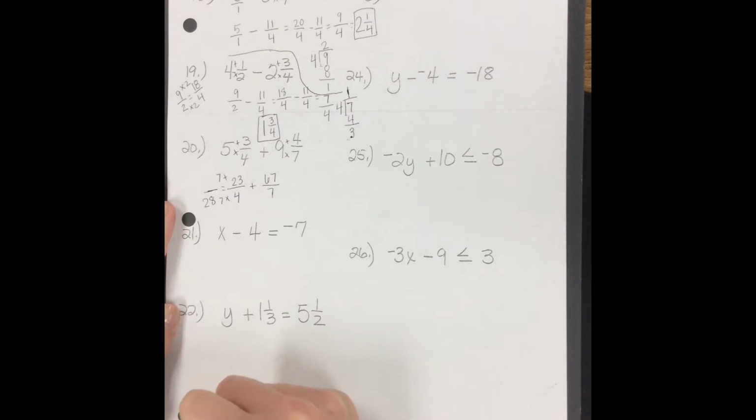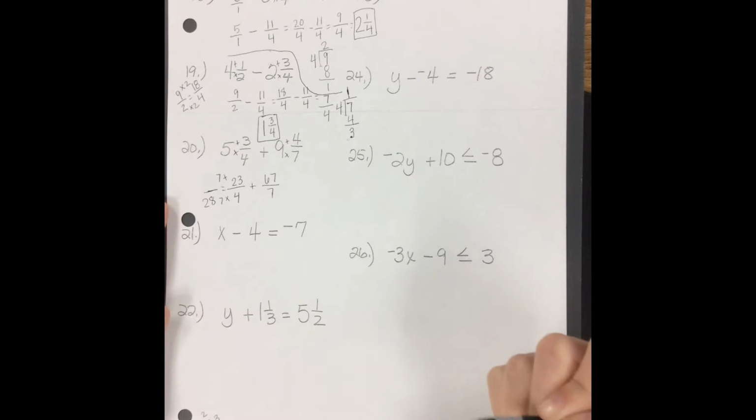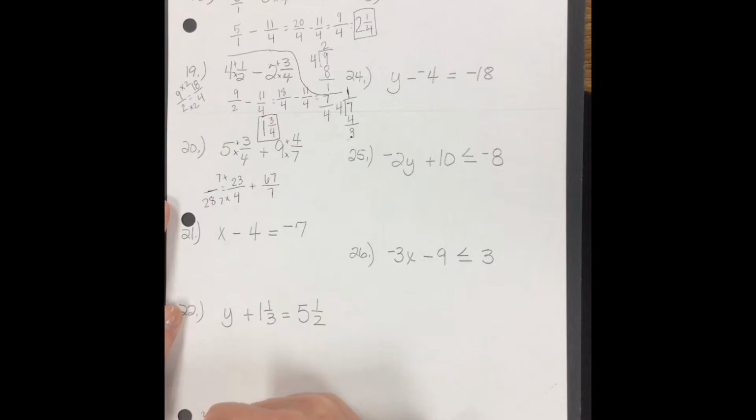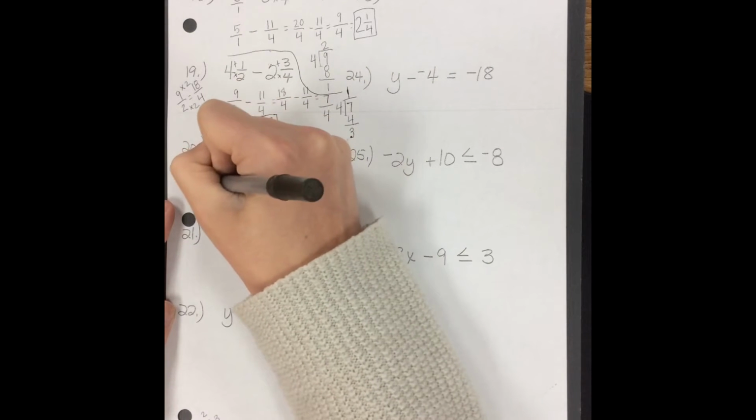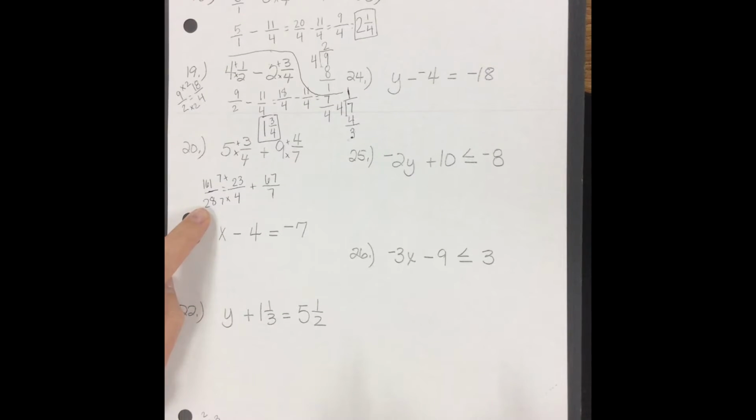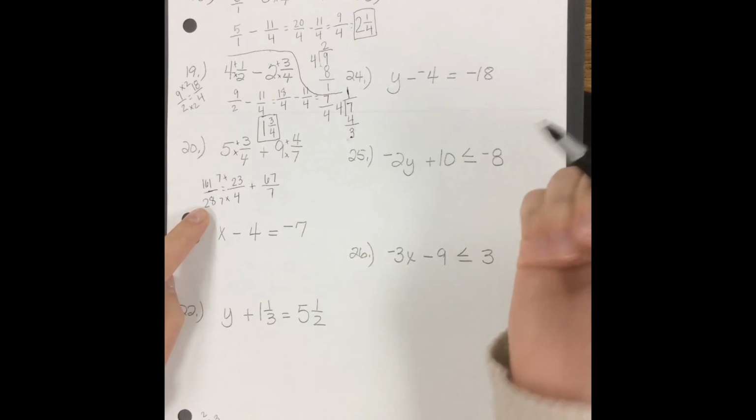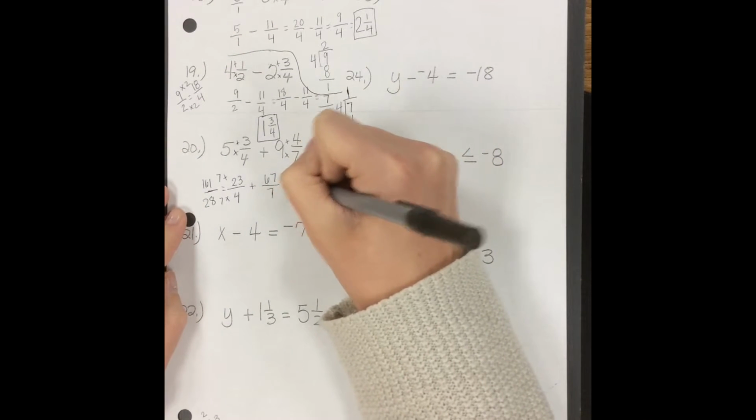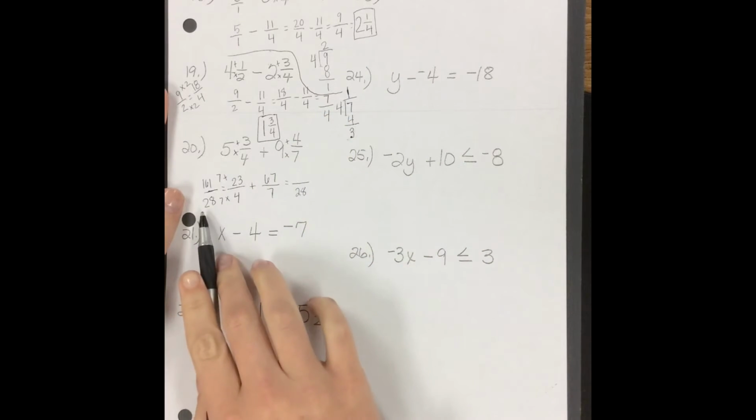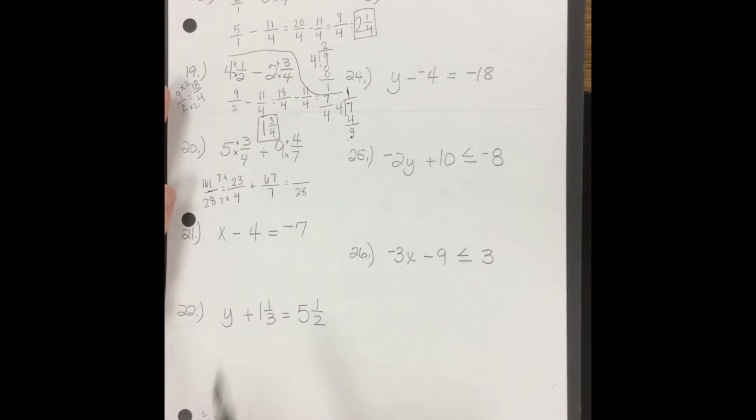23 times 7. Okay, 7 times 3 is 21. So 7 times 2 is 14, plus 2 is 16. So 161. All right, we've changed our first fraction into a fraction with 28 in the denominator. So let's do the same thing over here. We want 28 in the denominator to match, so I can add them together.